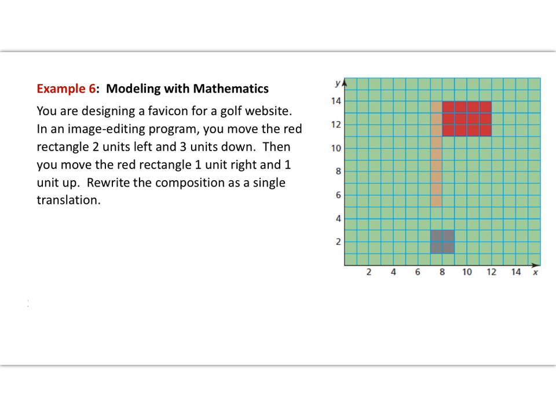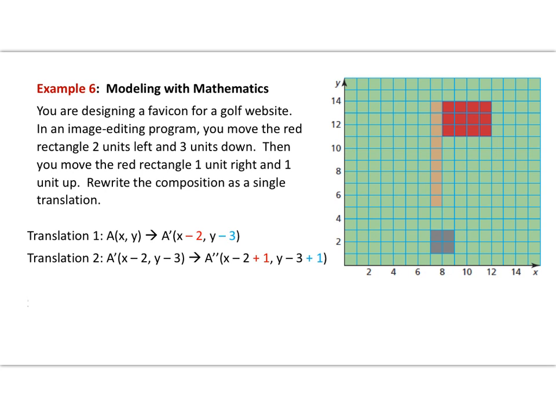All right, our last example: you're designing a favicon for a golf website. In an image editing program, you move the red rectangle 2 units left and 3 units down. Then you move the red rectangle 1 unit right and 1 unit up. Rewrite the composition as a single translation. So here we're just practicing with this idea of a video game where we can move pieces around on a grid. So we just want to take the 2 translations.